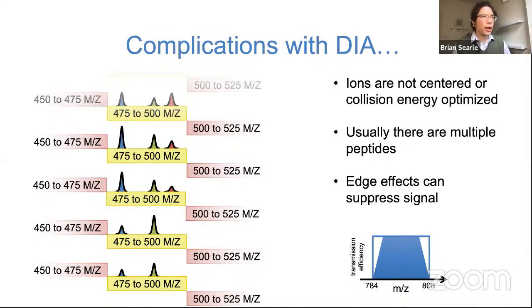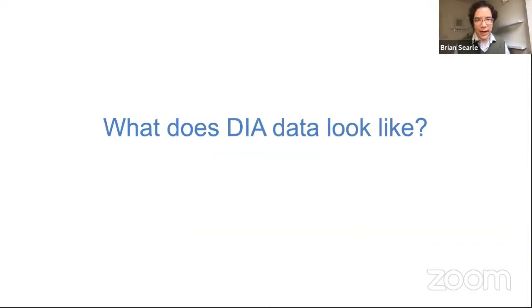Okay, so let's look at a DIA data set. What does this type of DIA data actually look like?